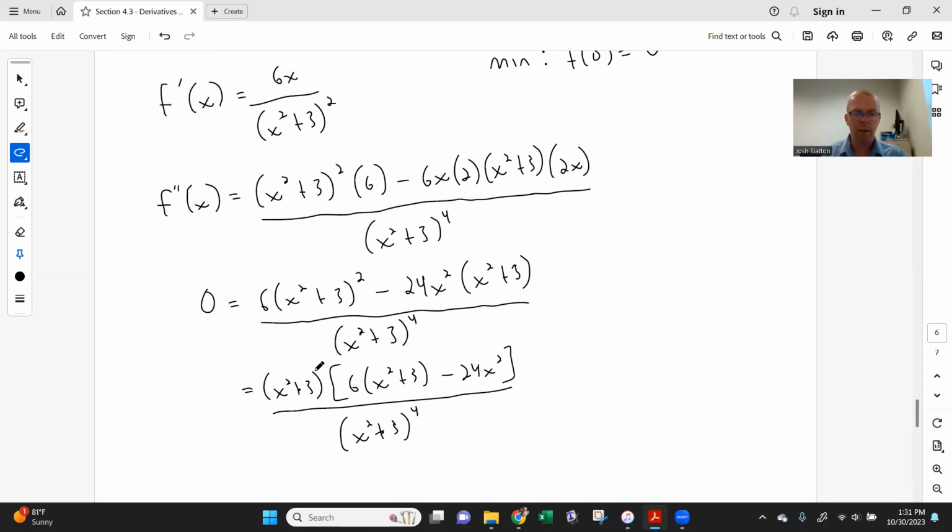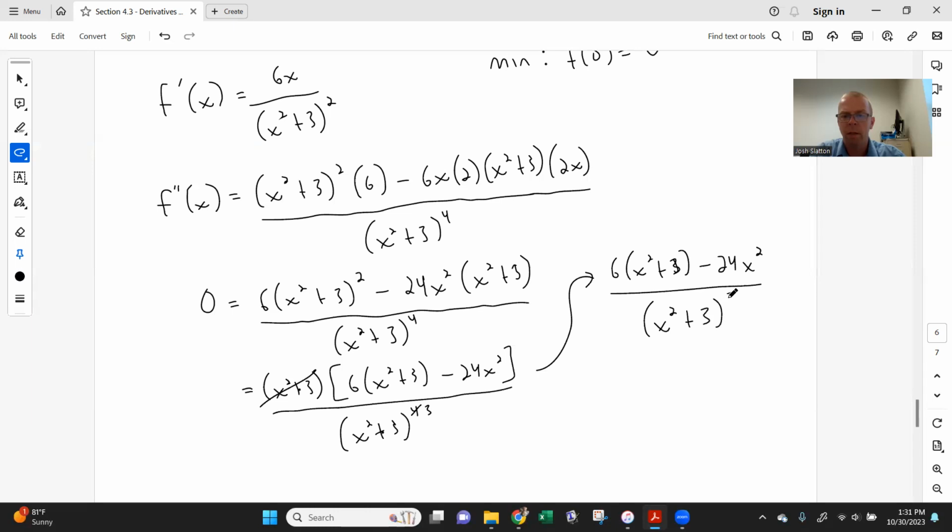All right, so now that will cancel. Now it'll become a 3. Let's just move this up here. And so we have 6 times x squared plus 3 minus 24x squared over x squared plus 3 to the 3rd. And distribute 6. 6 times 3, 18.